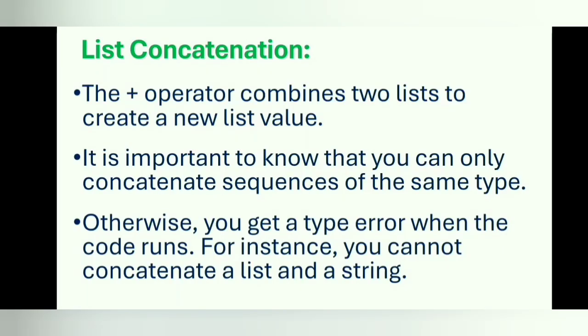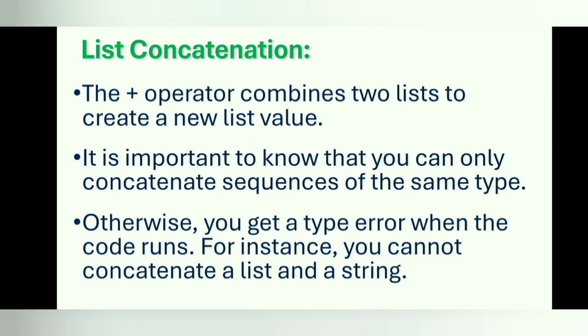In this Python tutorial, we will learn the list concatenation operation in Python. We will discuss how the plus operator combines two lists in Python. List concatenation. The plus operator combines two lists to create a new list value. Lists can be concatenated just like strings. The plus operator, also known as the concatenation operator, combines two lists to create a new list value.